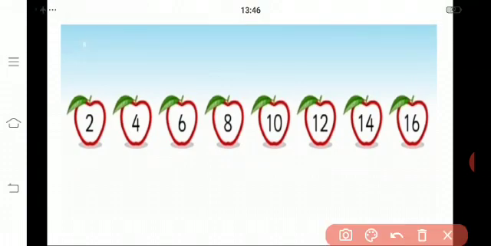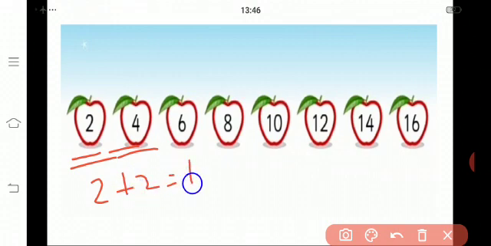Look at the first number. What is this? 2. Our first number is 2. What is our next number? 4. We count forward 2 times, we get 4. So, 2 plus 2, we get 4. And again, if we add 4 with 2, we get 6. We can call this method skip count by 2's.